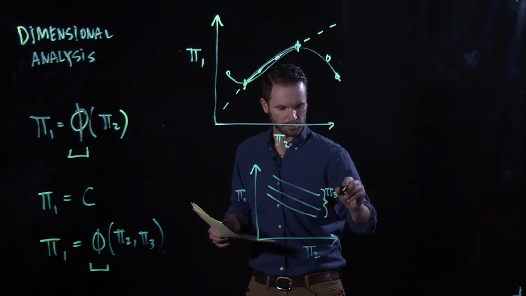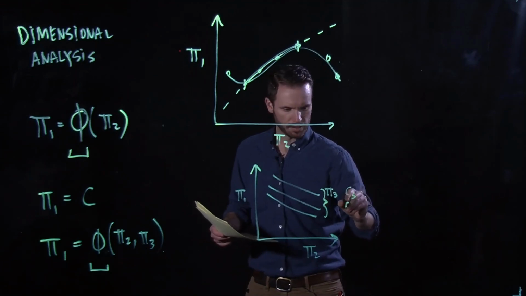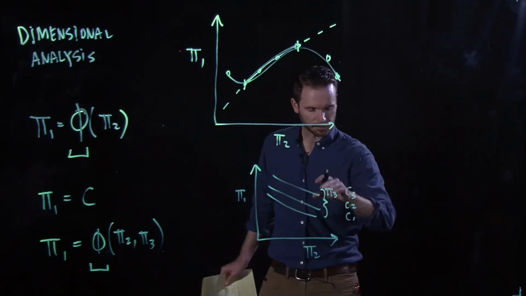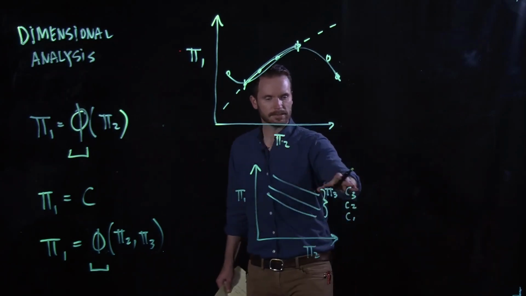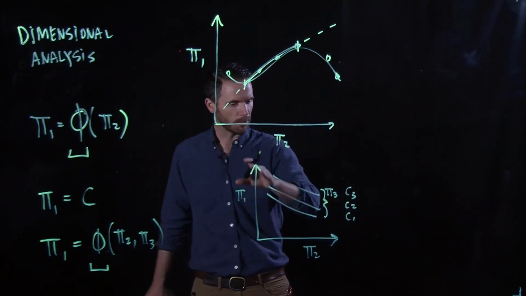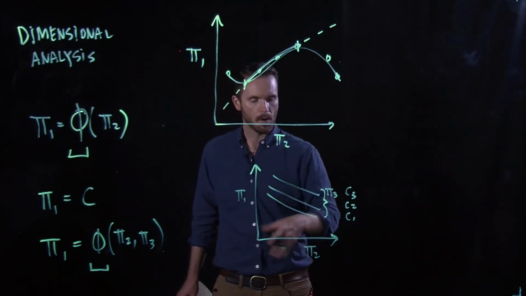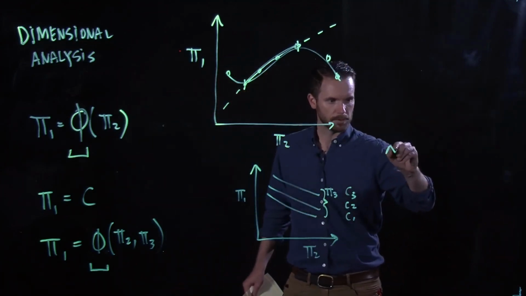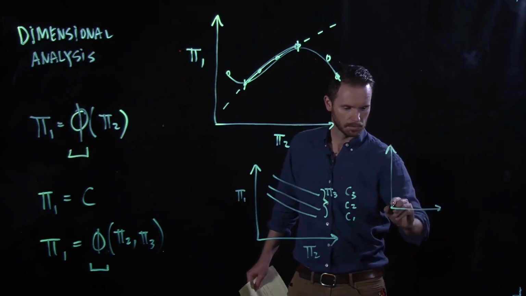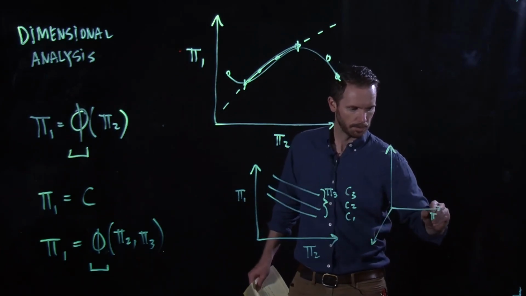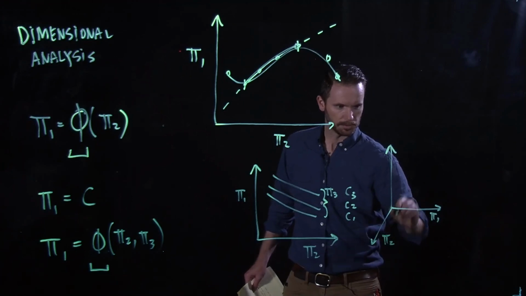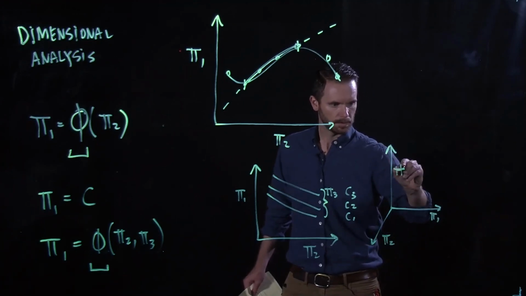Right, where I would vary this from, say, C3, C2, and C1 just being constants for pi 3, and I would get different curves for each of the pi 3. So I would have iso lines that are a function of both pi 1 and pi 2, or I could, of course, plot this in 3 dimensions. Say pi 1, pi 2, and pi 3.